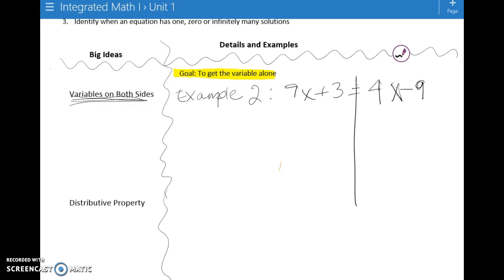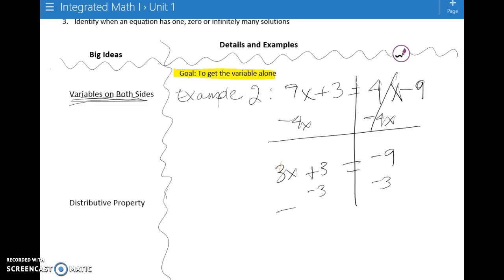So what's the goal? To get x alone. Well, I have x's on the left and x's on the right. So we need to move something. I'm going to move my 4x by subtracting 4x on both sides. 4x minus 4x is 0. So on the right side, all I have left is negative 9. And on this side, 7x minus 4x is 3x plus 3. Okay? So now I want to get x alone. So I'm going to subtract 3 on both sides. Negative 9 minus 3 is negative 12. And on the left side, I have 3x. Divide by 3 on both sides. x equals negative 4.